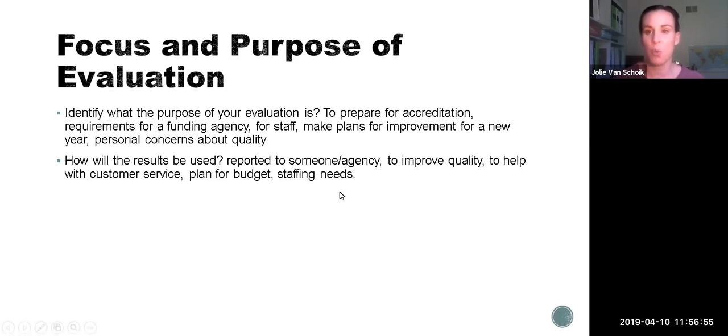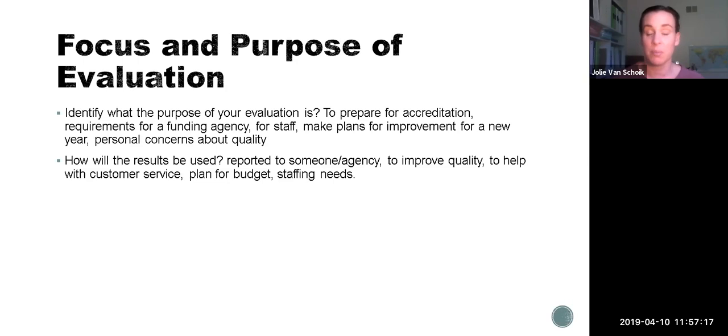You also need to think about how the results are going to be used. Are the results of your staff evaluation going to go somewhere else? Are they going to go higher up your chain of command so that people at the state level or federal level can see what your teachers' abilities are? Are you evaluating your classrooms and your program in order to improve quality? Where is that going to go? Is it just going to be for you? Or are you going to share that with teachers?